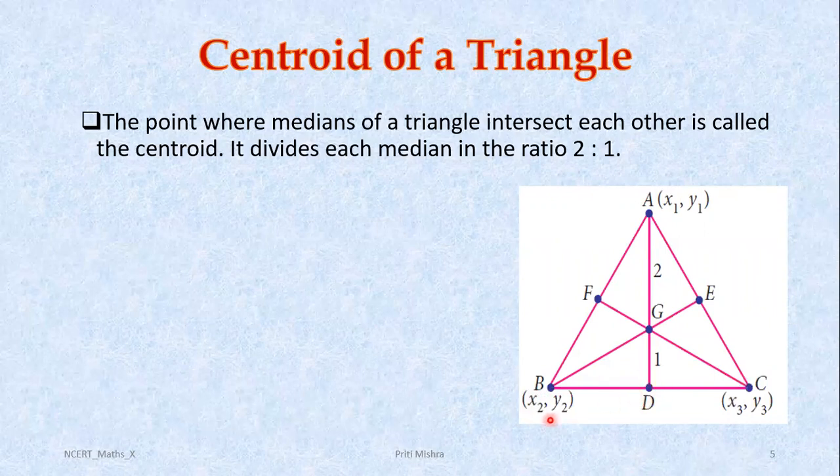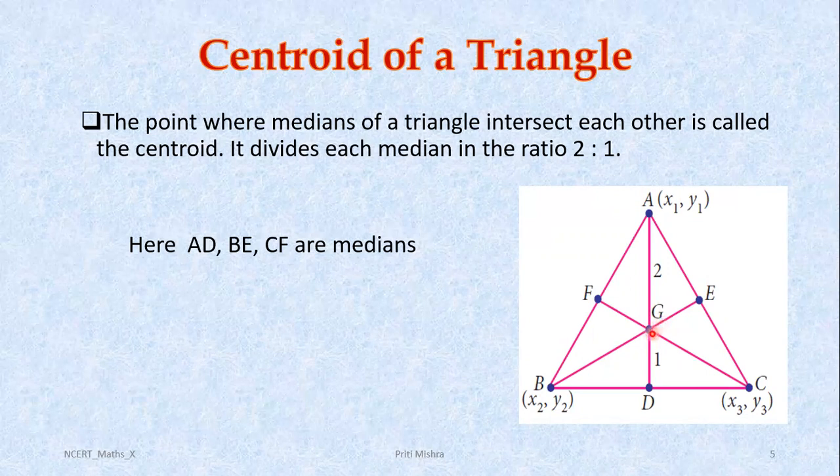If D is the midpoint of BC, then after joining this D to A, AD is a median here. Just like this, if E is the midpoint of AC and F is the midpoint of AB, then BE and CF are medians. So in this triangle, we have AD, BE and CF as medians. And you can see all these three medians are intersecting each other at a single point, which is G. This intersection point is known as the centroid of the triangle.